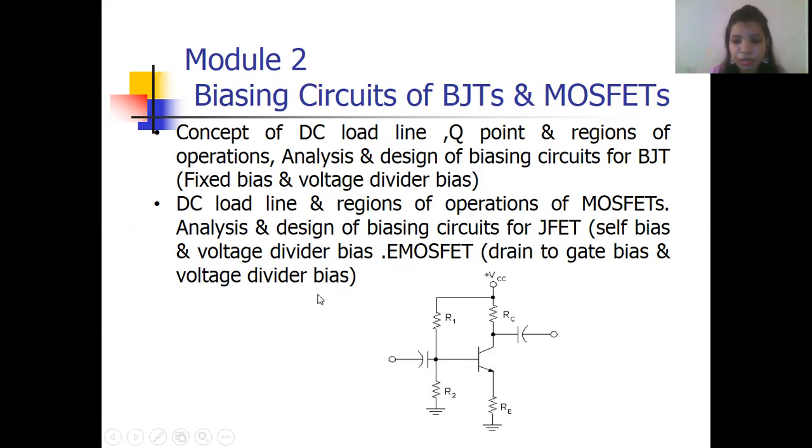So in module 2, we learn different types of biasing methods also. Like fixed bias, voltage divider bias for BJT, and for MOSFET, drain to gate bias and voltage divider bias. So module 2 is basically DC biasing of the transistors.